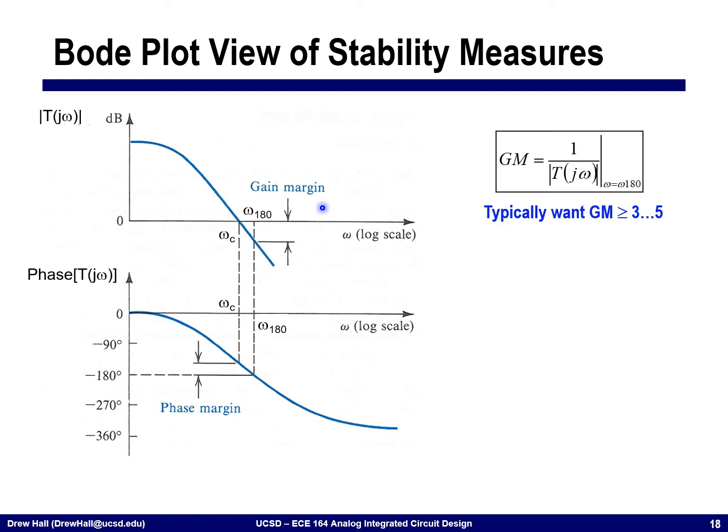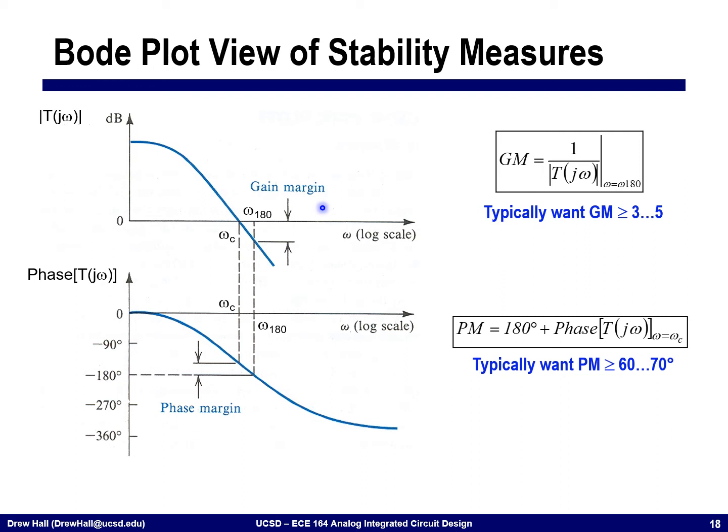In terms of the gain margin, we typically want the gain margin to be 3 to 5. A little bit more is generally good for stability. And for phase margin, you will typically aim for 60 degrees on the lower side for continuous time circuits, and 70 or 72 degrees for discrete time circuits. Okay.